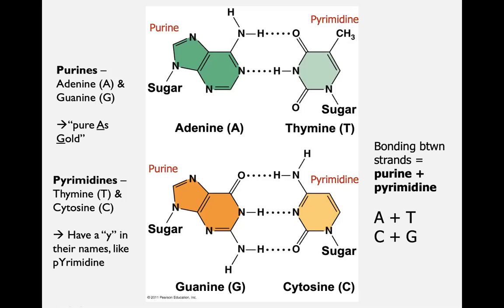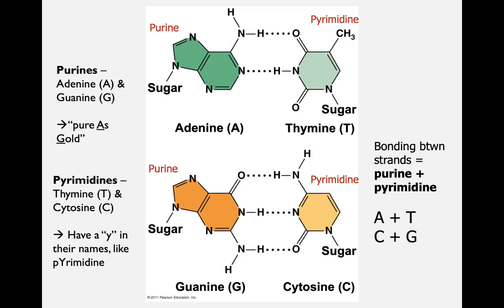So this other group are known as the pyrimidines. Single ring structure, this is going to be cytosine and thymine. And an easy way to remember that they are in the same category is that they have a Y in their names, just like pyrimidine has a Y. So thymine and cytosine both have a Y, pyrimidine has a Y, so those are in the same category. And there are no Ys, obviously, in adenine and guanine. So pure as gold, and then the Y will hopefully help you keep those 2 groups separate.